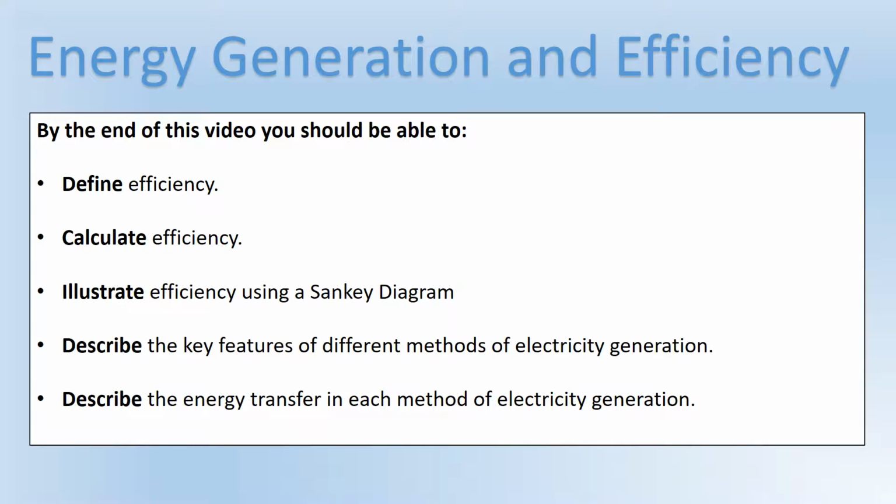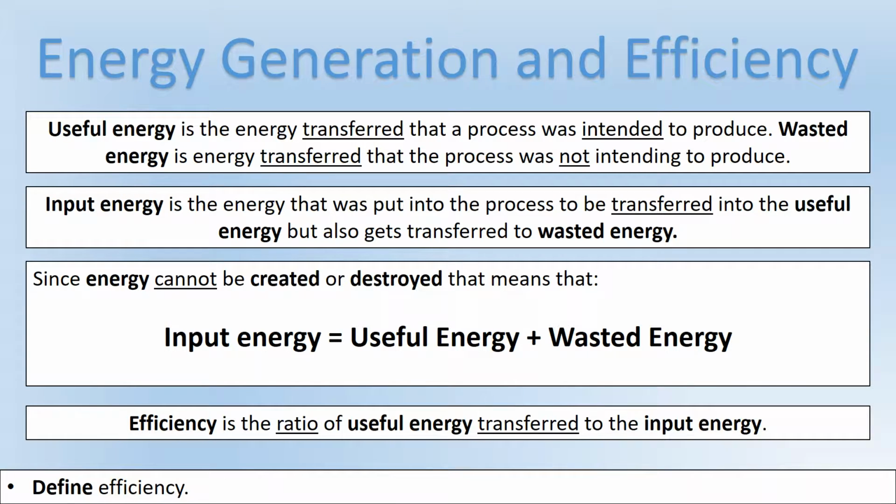So in this video, we're going to look at different methods of generating electricity. And we're also going to take a look at how we work out the efficiency of a process to generate energy. Okay, so let's start off with defining what efficiency is and show how we calculate it. So we need to define a few types of energy before we can explain efficiency. So the first thing we need to understand is what we consider useful energy.